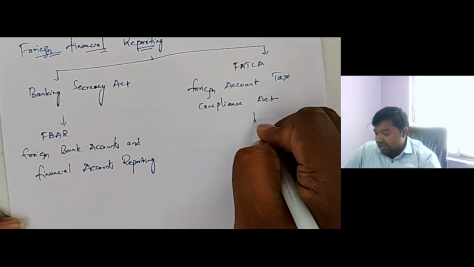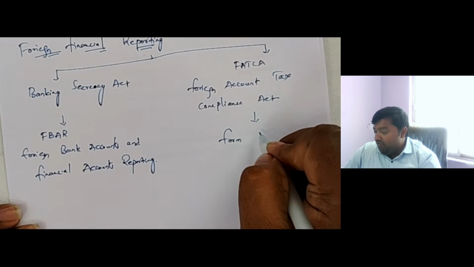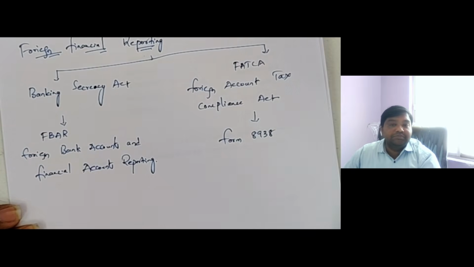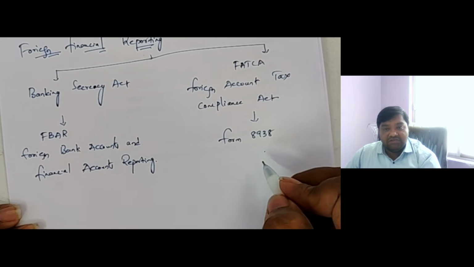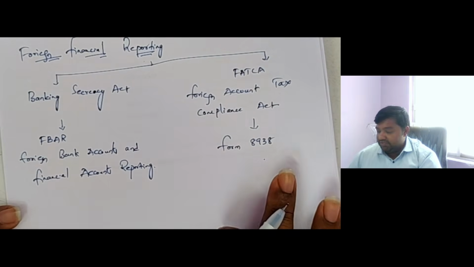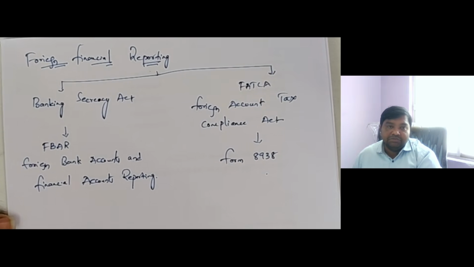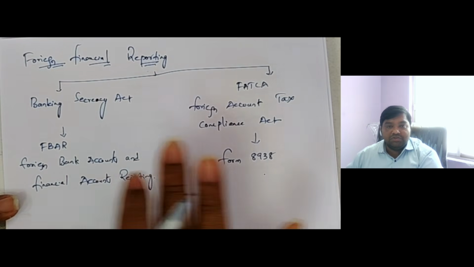Under FATCA, you have to file a form called Form 8938. This will be filed along with your Form 1040, which is your individual tax return. There are also limits for this, we will discuss. So entire your foreign financial reporting depends on these two acts.